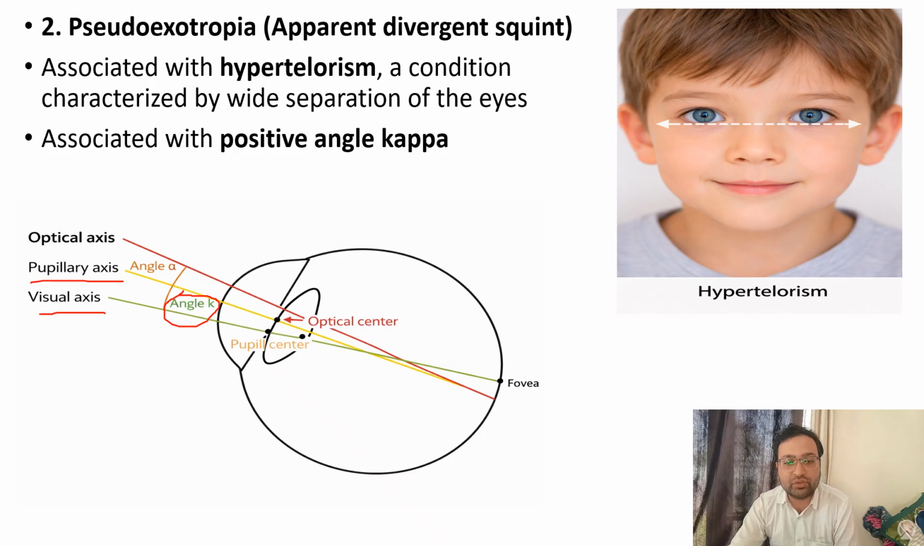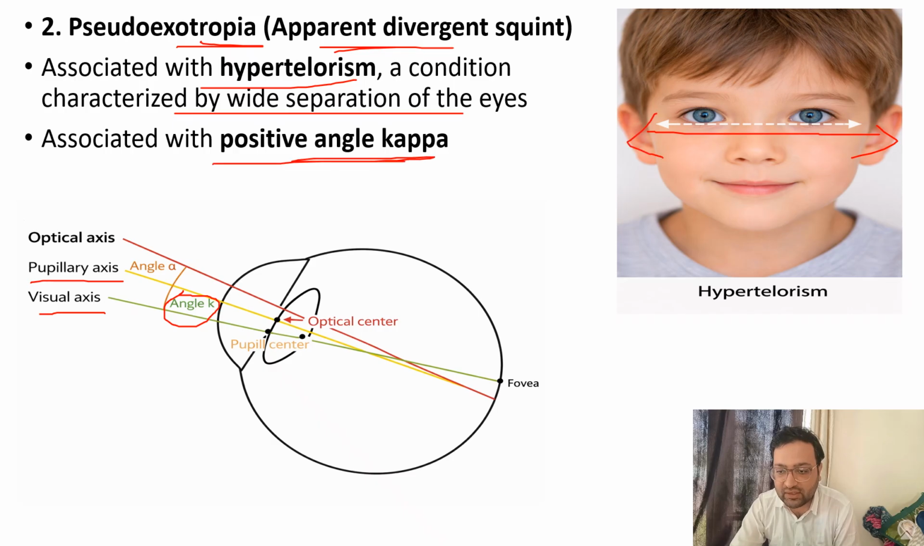So in pseudo-exotropia, which is an apparent divergent squint, it is associated with hypertelorism. It is a condition which is characterized by the wide separation of the eyes, as you can see here. There is this wide separation of the eyes, and it is associated with a positive angle kappa.